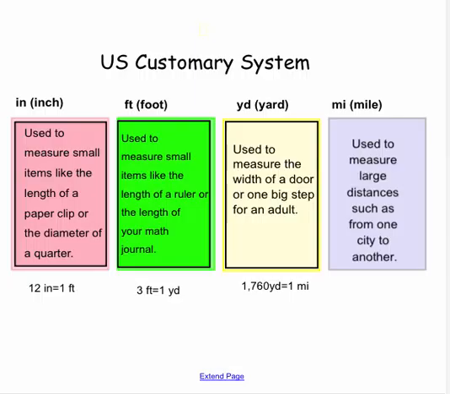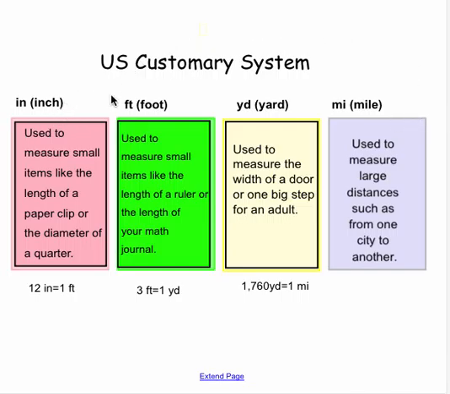All right, so we've talked about the metric system. Now we're going to take a look at the U.S. customary system of measurements. And these you're probably a little bit more familiar with. We have the inch. This is our smallest one in the customary system. We're going to use it to measure small things like the length of a paper clip.